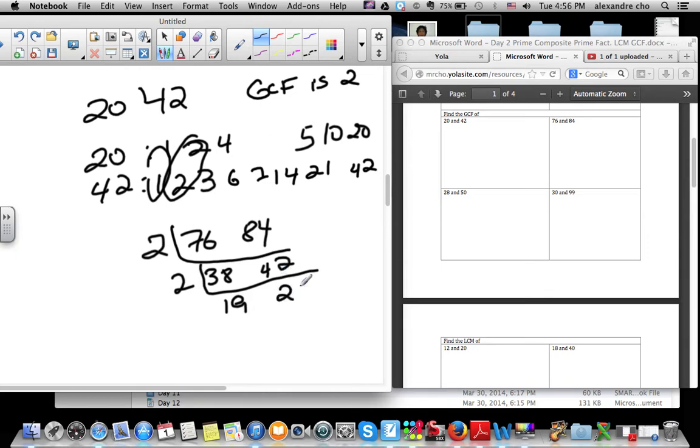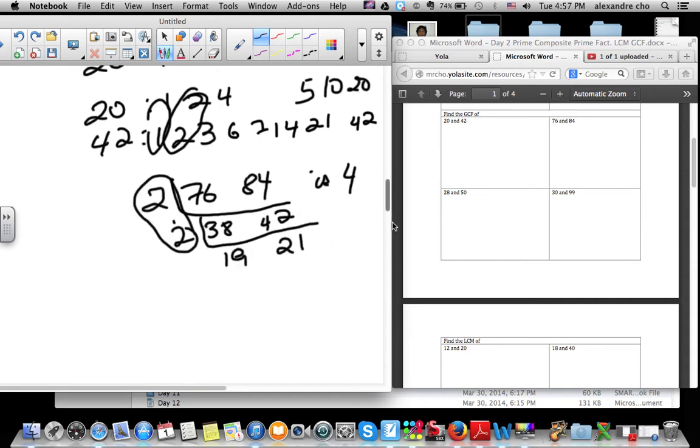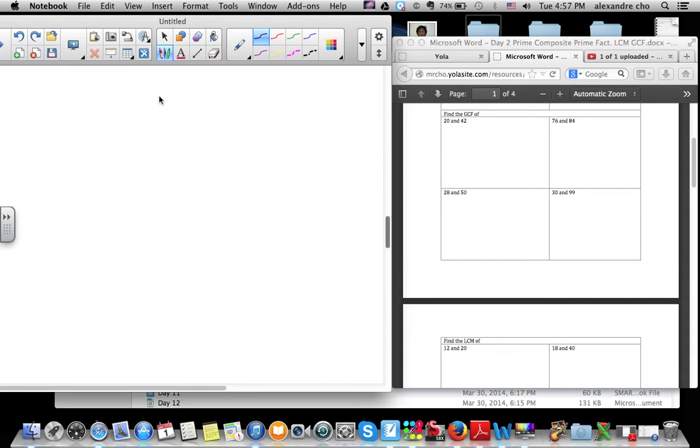And this would be 21. Is there another number that goes into 19 and 21? Nope, just 1. So when 1 is the only number that goes into both numbers, you know you're done. Since we're doing GCF, we're interested in the numbers on the side. The GCF of 76 and 84 is 2 times 2, which is 4. So you're basically looking for the biggest number that can go into 76 and 84, and that number is 4.